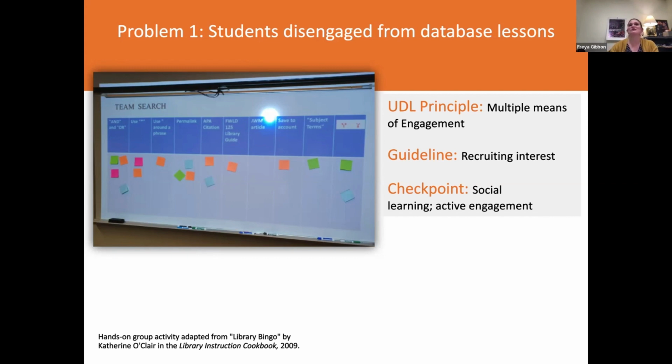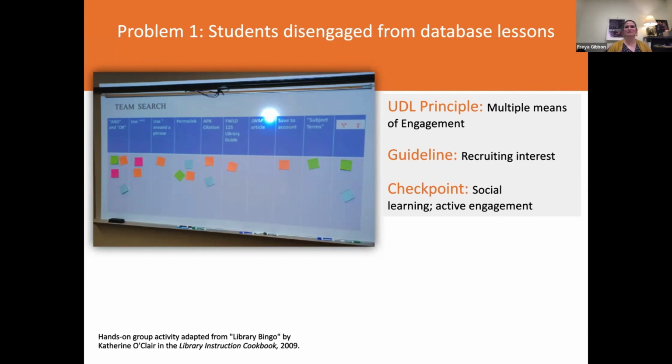So if they're disengaged, what I want is to offer different ways to engage students in my class instead of just listening to me speak through and demo the databases. What are some other ways that I can engage students? And going back to the CAST structure that they have, I dug in from my UDL principle. I looked at some of their guidelines. So one of the guidelines is, how do you recruit student interest? What do you do to actually recruit student interest and engage that part of their mental processes? And within that, there's suggestions for social learning and active engagement.